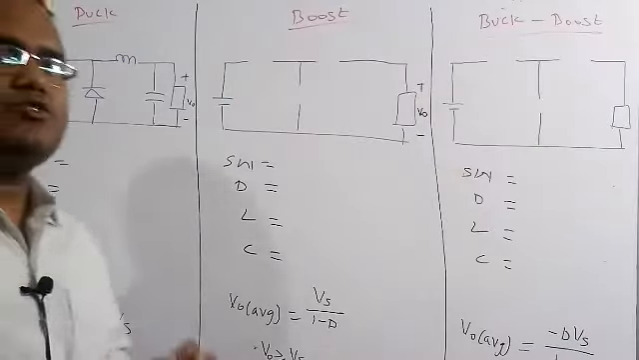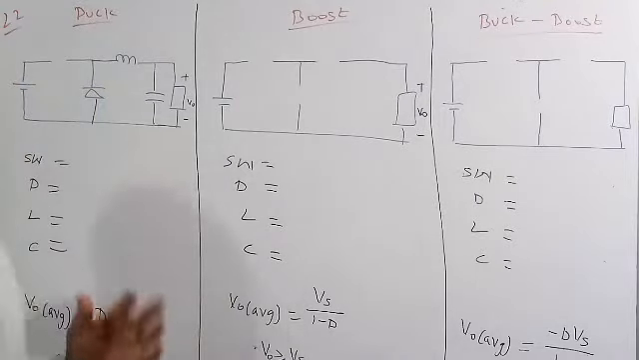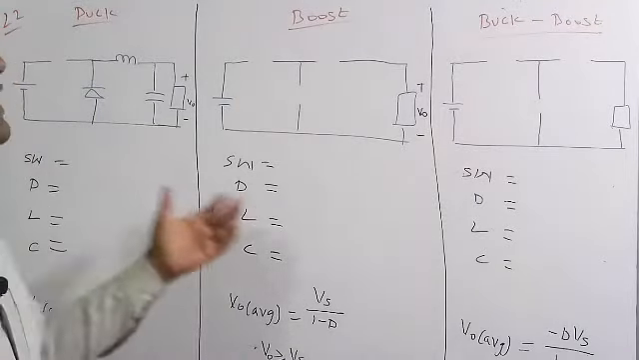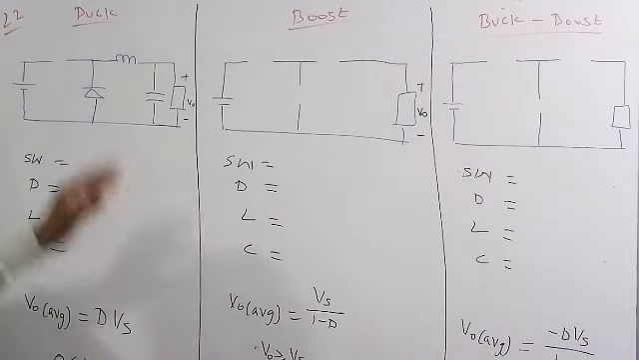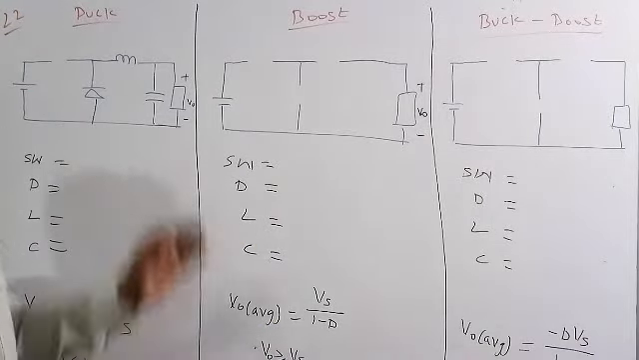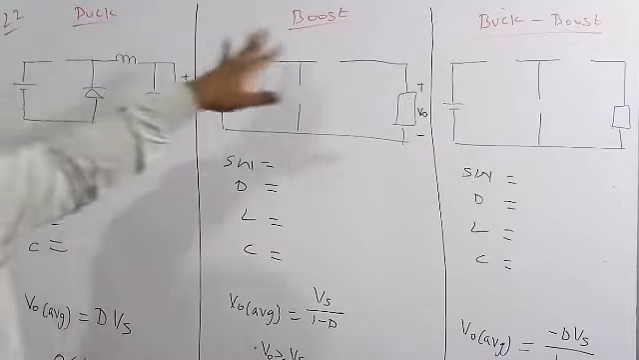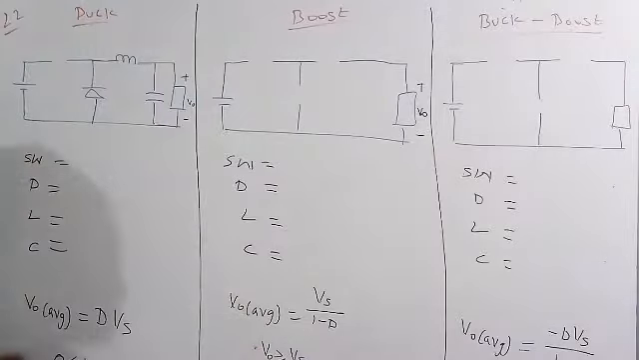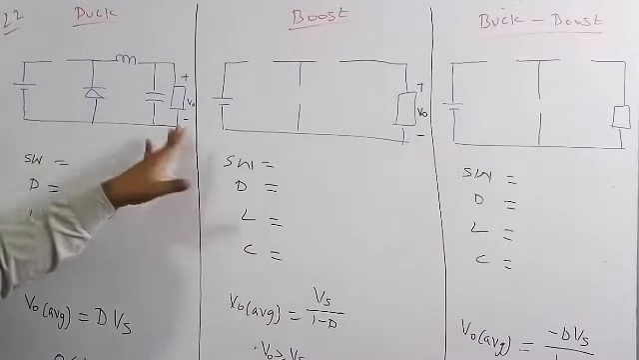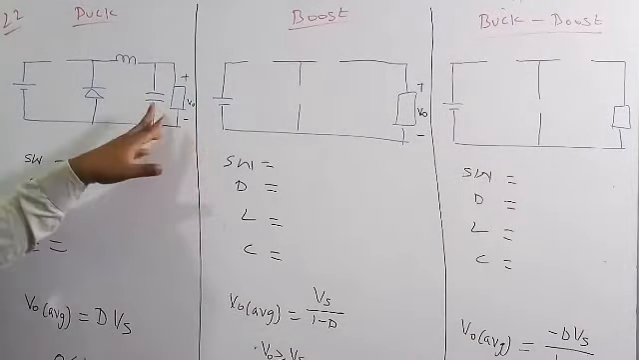In the question they asked only about the boost converter type of the connections. So let me explain each and every converter, and then we are going to discuss the boost also. The converters are of three types: buck converter, boost converter, and buck boost converter. The buck converter circuit is nothing but here this is the DC source and this is the load.